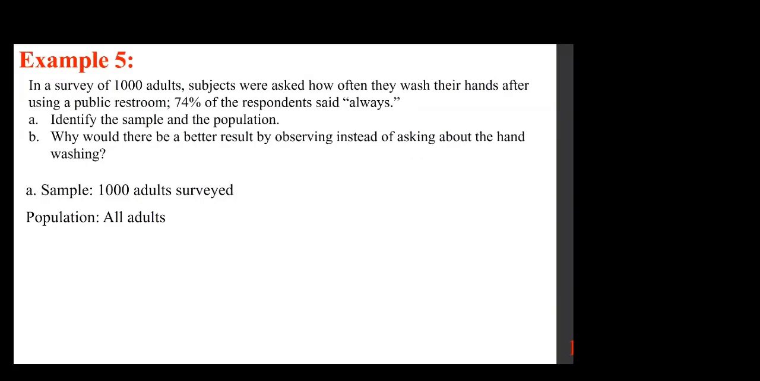In a survey of 1,000 adults, subjects were asked how often they washed their hands after using a public restroom. 74% of the respondents said always. So identify the sample, and in this case, the sample is 1,000 adults surveyed, and the population would be everyone, all adults. Part B, why would there be a better result by observing instead of asking?